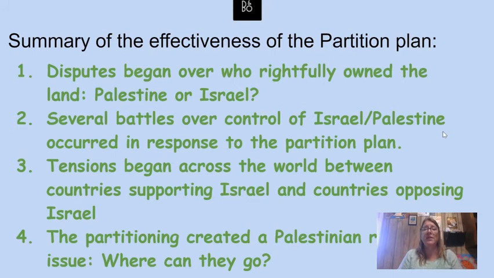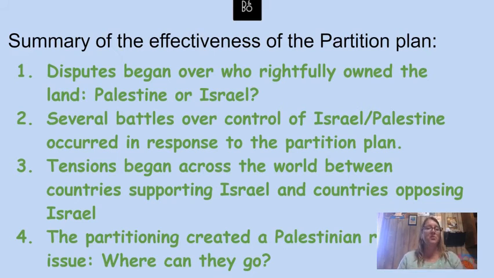So, summary of the effectiveness of the partition plan. You can argue both sides. It was effective for the Israelis. Kind of looks like it because they've gained so much land. It was ineffective because it didn't create two recognized places. You can do more research. You would have to defend your answer if that's what I asked you to do. I'm not asking you to do that. I'm summarizing what we could maybe use to say, was it effective or not?